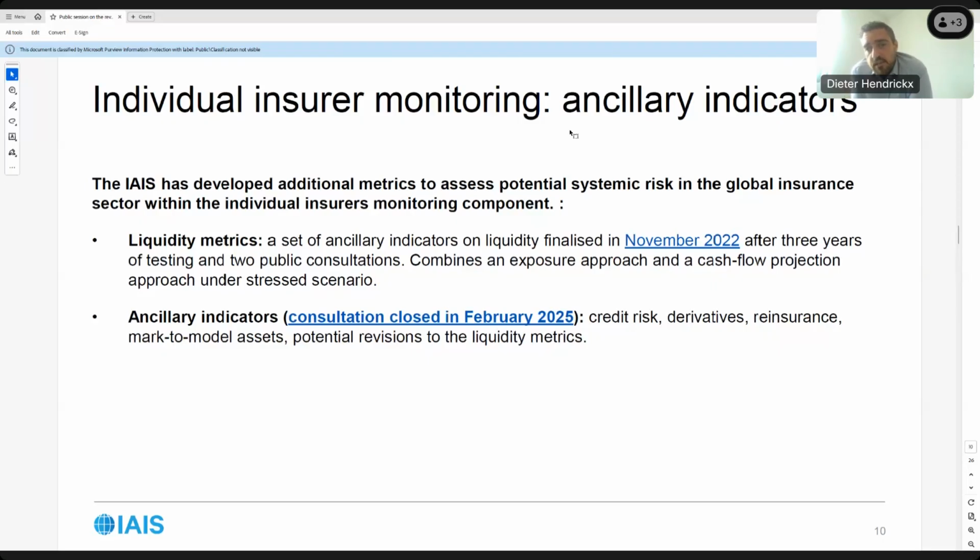We are currently developing, and are in the last stage of developing, auxiliary indicators also for credit risk, derivatives, reinsurance, mark-to-model assets, etc., as well as some potential revisions to our liquidity metrics. This was a public consultation that we recently closed in February 2025, for which we are now into the final phase of finalizing these indicators. Let's go to the next slide.